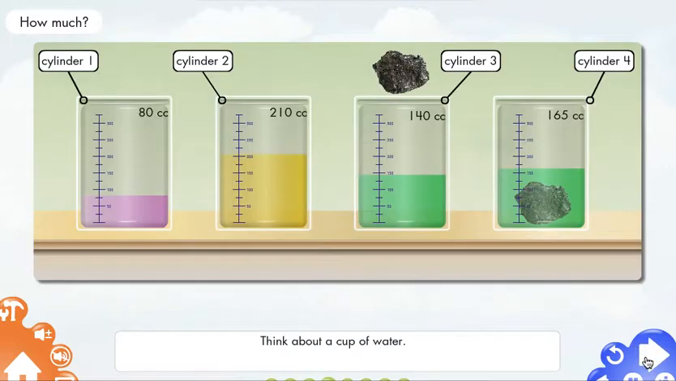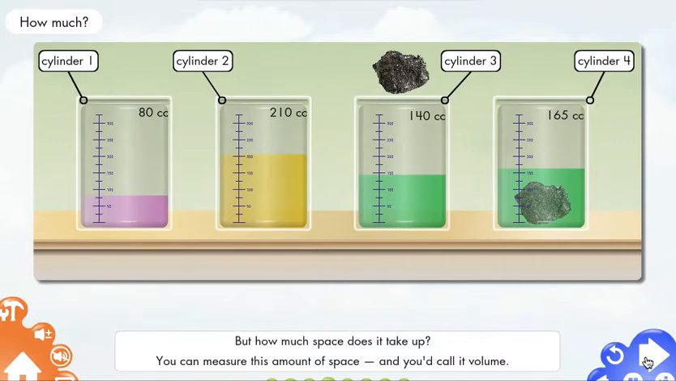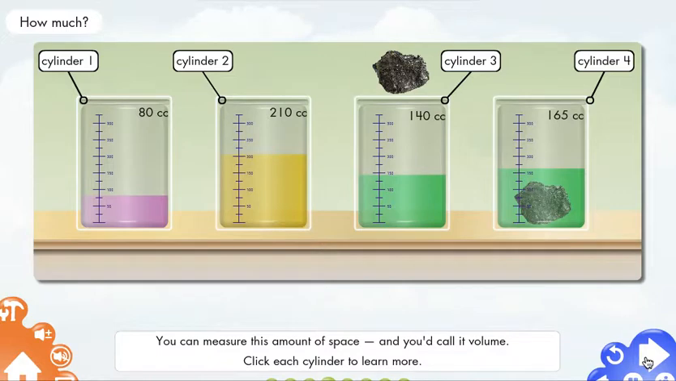Think about a cup of water. That water takes up space, so it is matter. But how much space does it take up? You can measure this amount of space, and you'd call it volume. Click each cylinder to learn more.